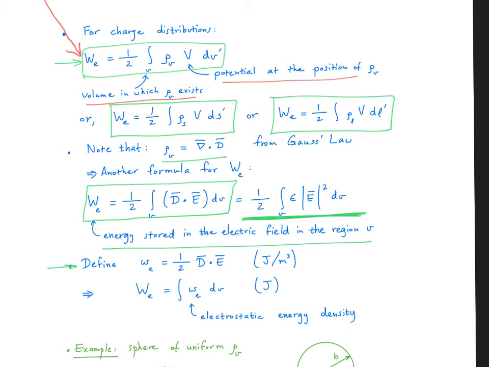Okay, so let's go ahead and define lowercase we, the work on electric charges, as half of the dot product of the flux density into the electric field. Then we can go ahead and represent uppercase We, the energy stored, as basically this integral. So what do we call this, the lowercase we? In this case, it's basically a density, an electrostatic energy density.